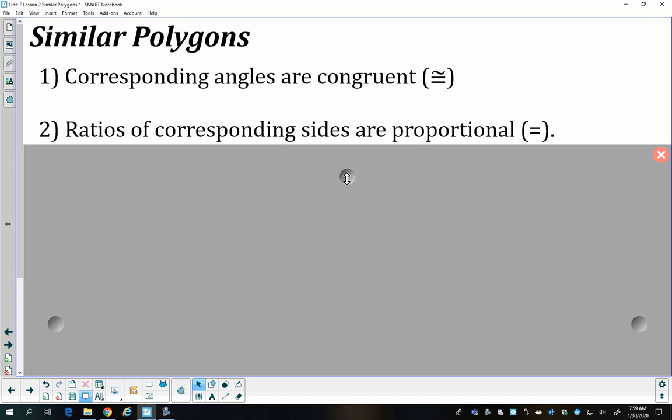But we can write the ratios of their corresponding sides, and all of those ratios should be proportional. That means if I write a fraction using one pair of corresponding sides, then that fraction should reduce to the same thing as all the other fractions made by the corresponding sides. That'll make more sense when we do one.